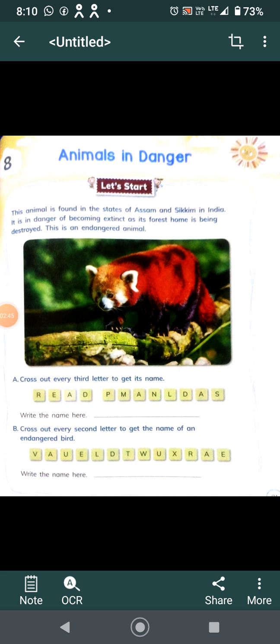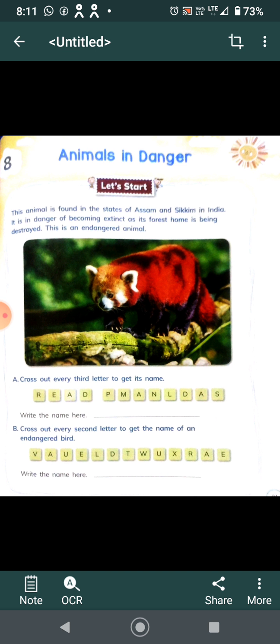So let's get started. This animal is found in the states of Assam and Sikkim in India. It is in danger of becoming extinct as its forest home is being destroyed. This is an endangered animal. So let's see which animal is this which is living in Assam and Sikkim in India and it's losing its home. Who can guess the name?